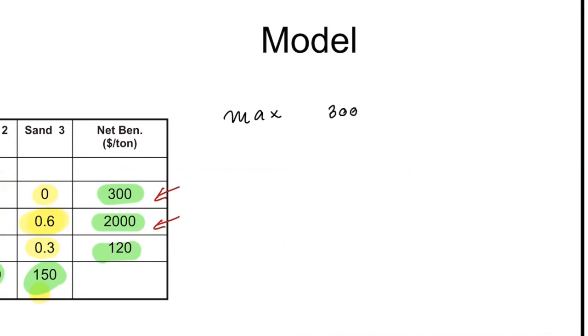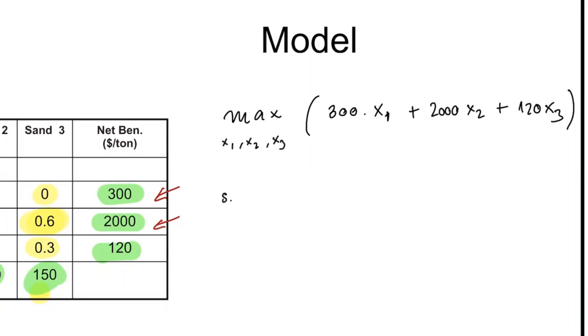So if 300 dollars, let's say, times how much I'm producing of product number 1, and then you have 2000 x2, and then you have 120 x3, right? This is very simple, and also this is a linear function, right? I will keep here x1, x2, and x3 as my decision variables.